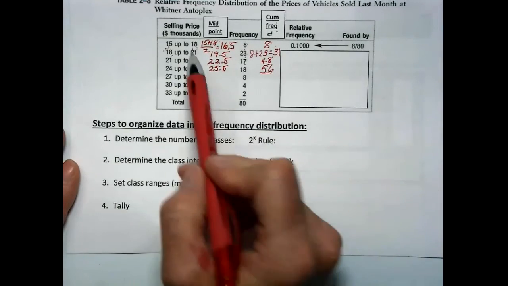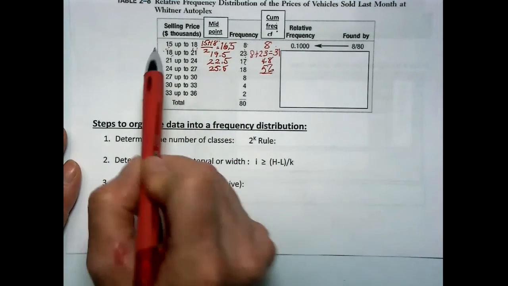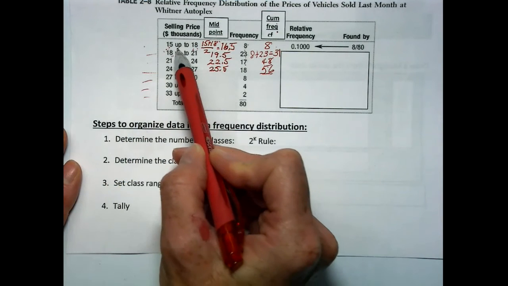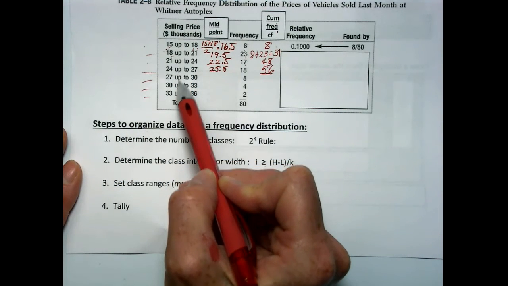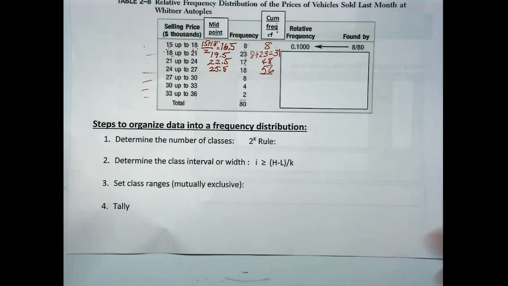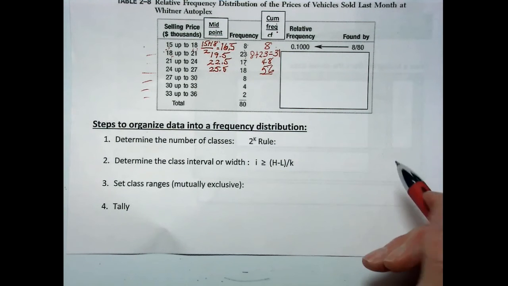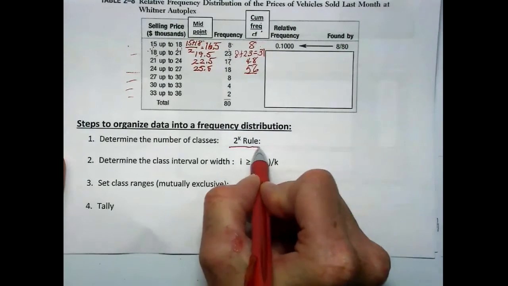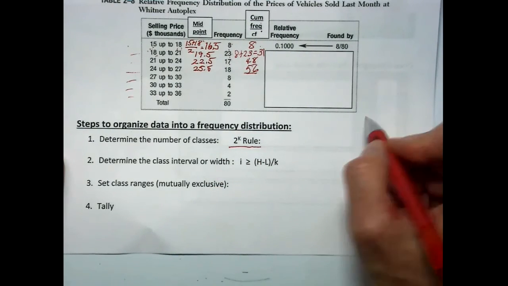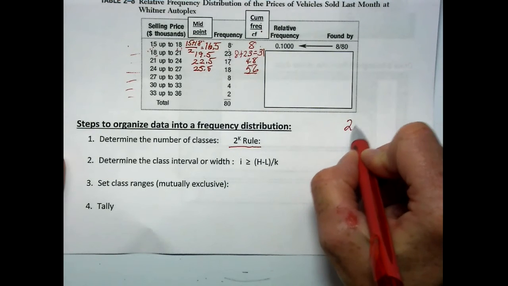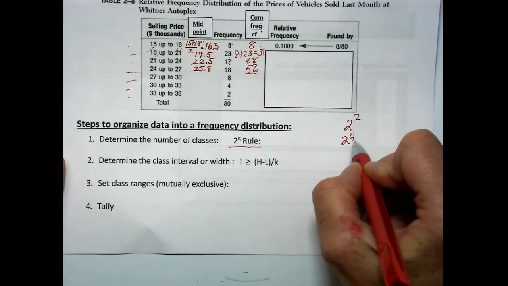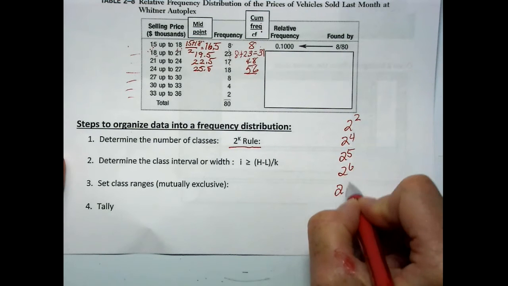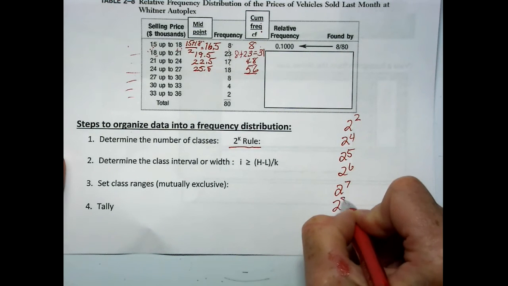Now, look at the classes here. Each one of these is a class. In this, we had 1, 2, 3, 4, 5, 6, 7 classes. How did I determine 7 classes? I use the 2 to the k rule. With the 2 to the k rule, we take 2 squared, 2 to the 4th, 2 to the 5th, 2 to the 6th. Get out your calculator, 7th, and 2 to the 8th.